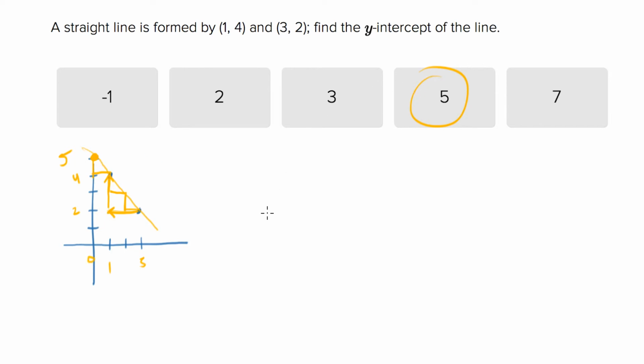If you want to be even more mathematically rigorous about this, so you don't want to eyeball it and you think that's clumsy and awkward, another thing that you can do is you can solve for the slope. So slope is y2 minus y1 over x2 minus x1, rise over run. So let's call this point 2 and this point 1. y2 is 2 minus y1 is 4, over x2 is 3, x1 is 1. And what you get here is negative 2 over 2, or negative 1. That's your slope.